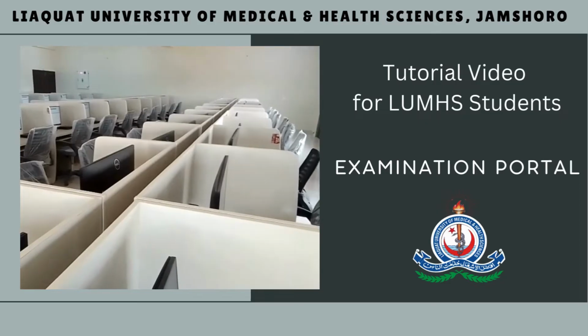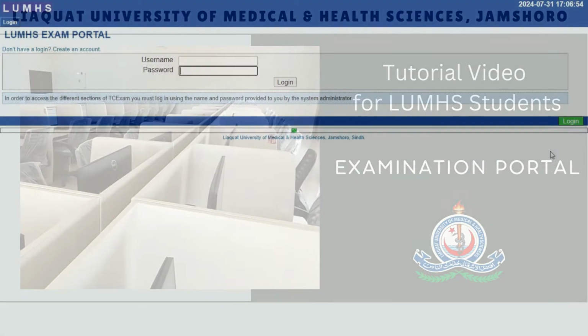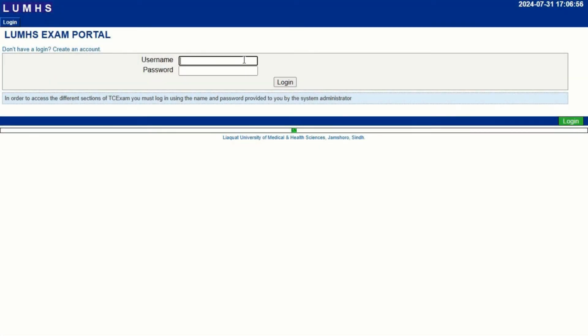When you arrive at the exam hall, you will see a login screen on the computer where you need to enter your username, which is your seat number, and password provided by the administration. After entering your credentials, click the login button to proceed.